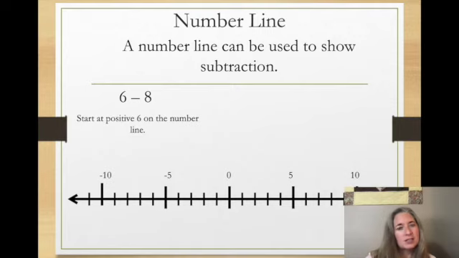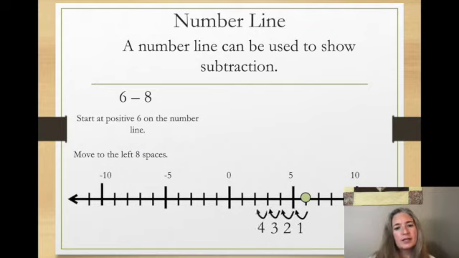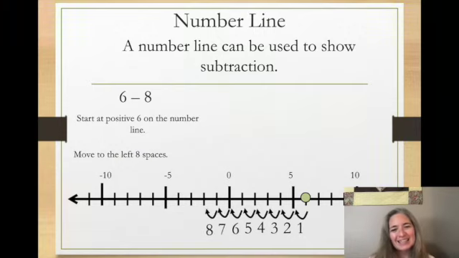We'll start at 6, just like we did with adding. And then that negative 8 means that it's going in the opposite direction. So we're going to go left 8 spaces. So 1, 2, 3, 4, 5, 6, 7, 8. And we're going to end up at negative 2.